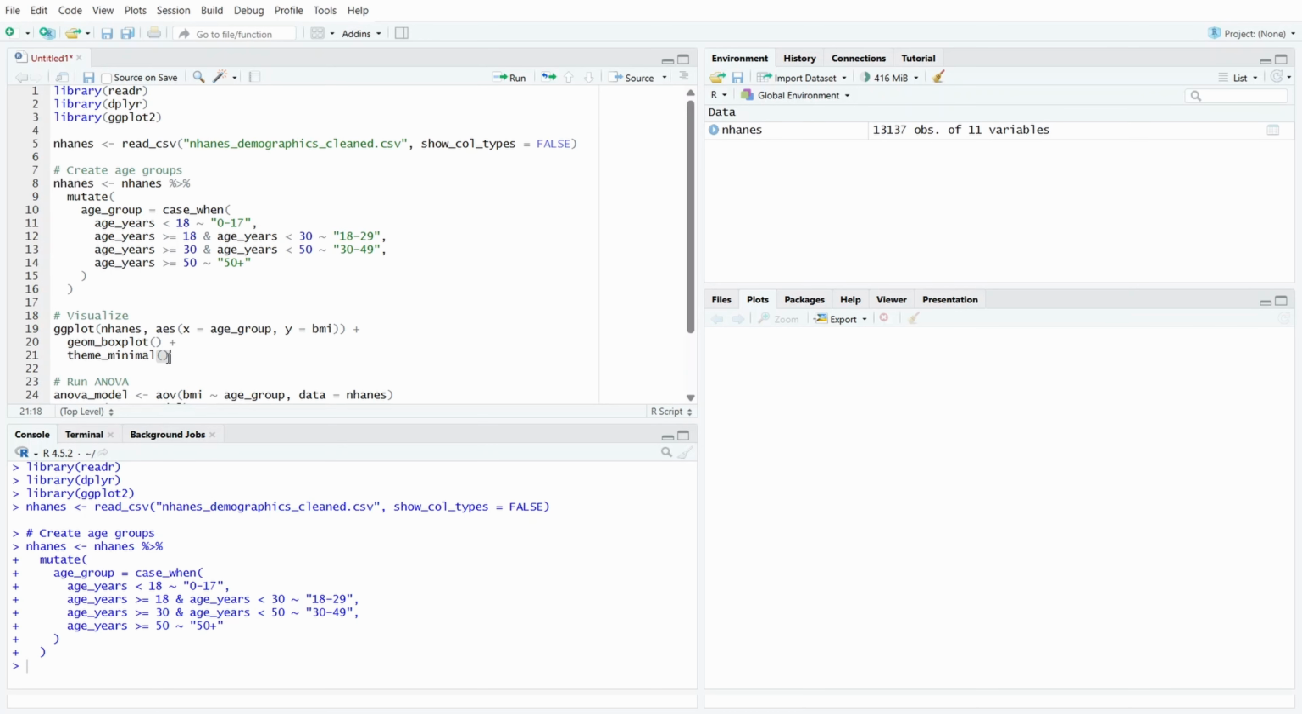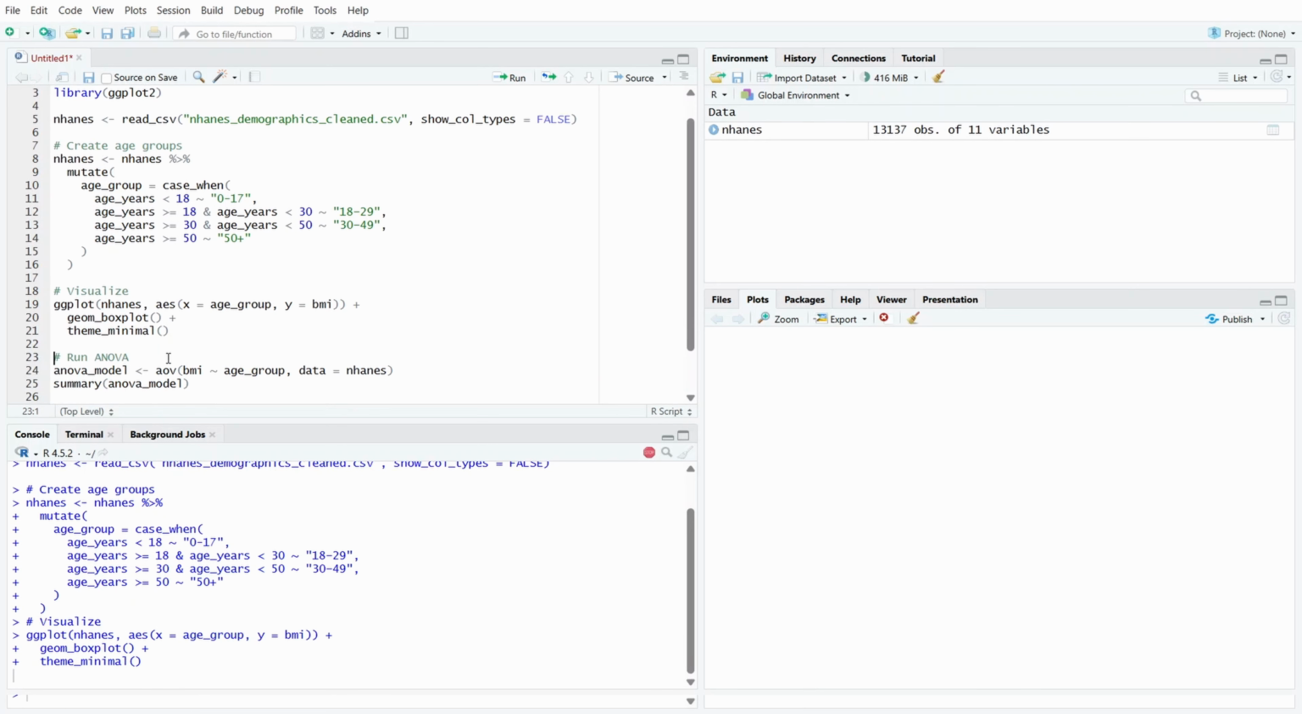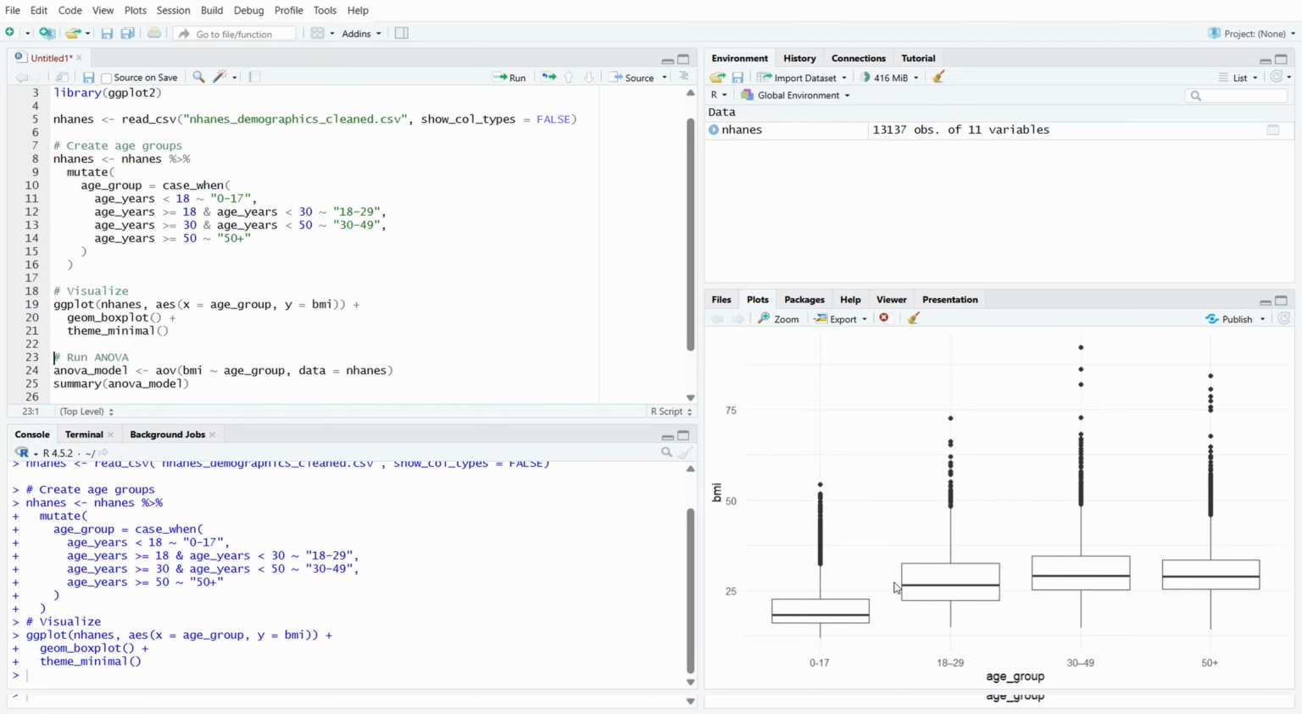Next, we create a box plot of BMI across these age groups. This visualization helps us see differences in medians, variation within each age group, and the presence of outliers. Before running statistical tests, we always want to visually inspect the data. Do older adults appear to have higher BMI? Is variability larger in certain age categories? Visualization gives us an intuitive sense of potential differences.